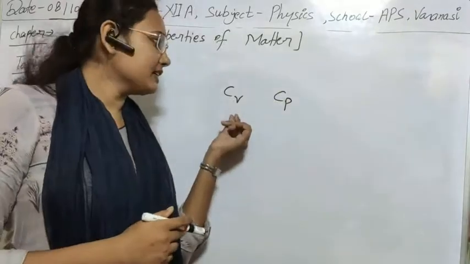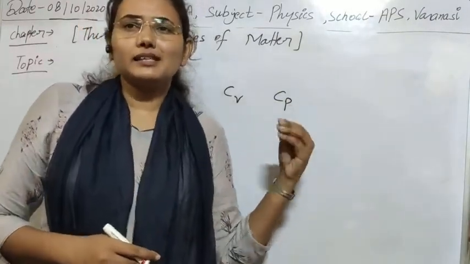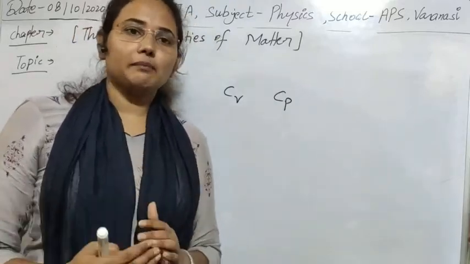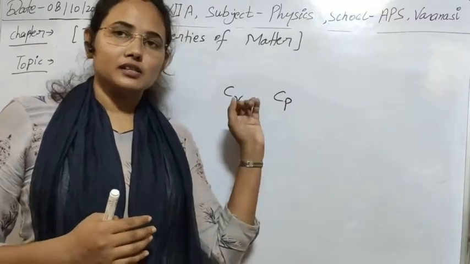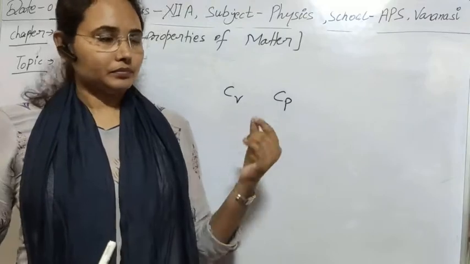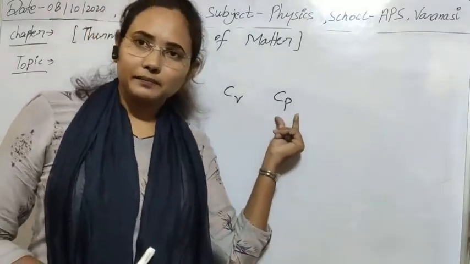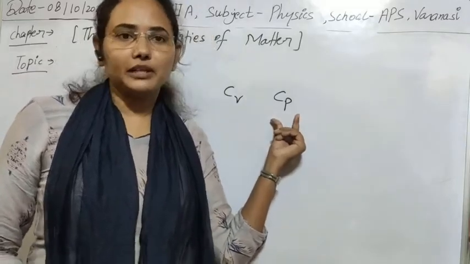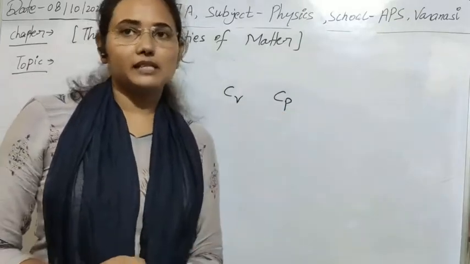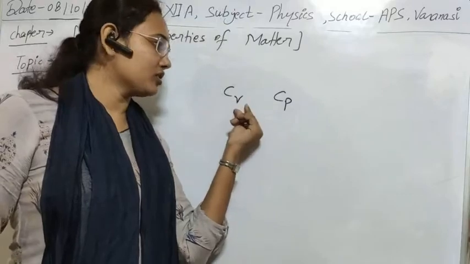So we can easily define it by the definition. Again the same definition, only there is a little change. The heat required to change the temperature by unit degree of 1 gram of gas if we keep volume constant, and similarly the heat required to change the temperature by unit degree of 1 gram of the gas if we keep pressure constant, then this is known as specific heat at constant pressure, specific heat at constant volume.